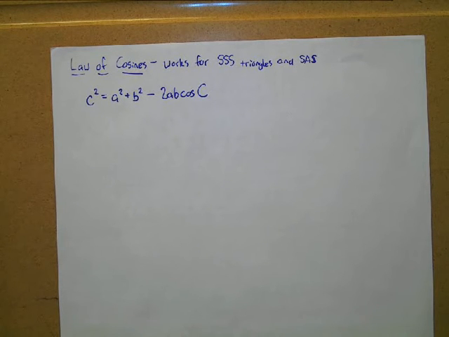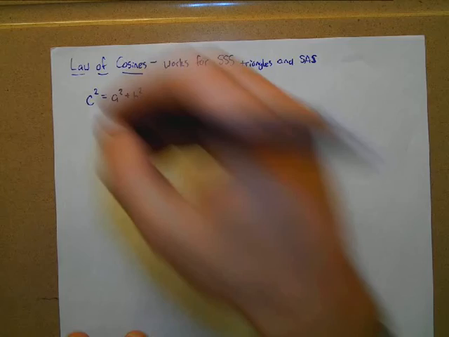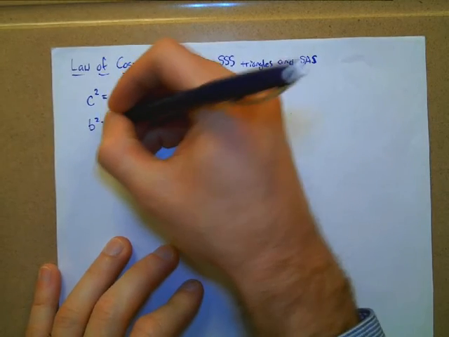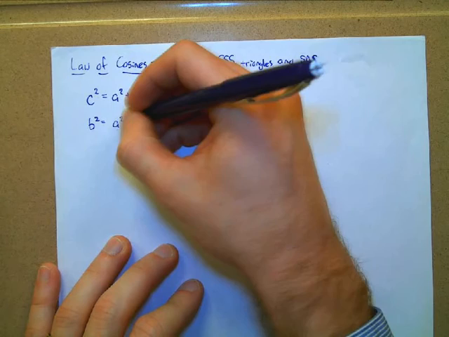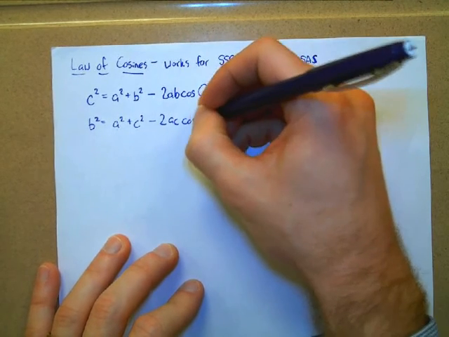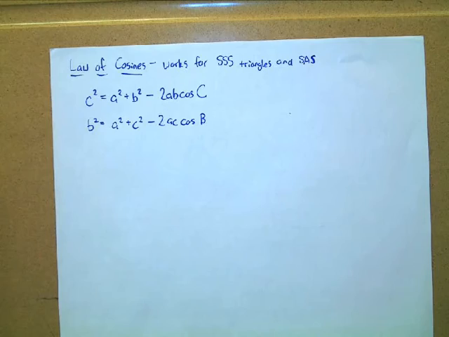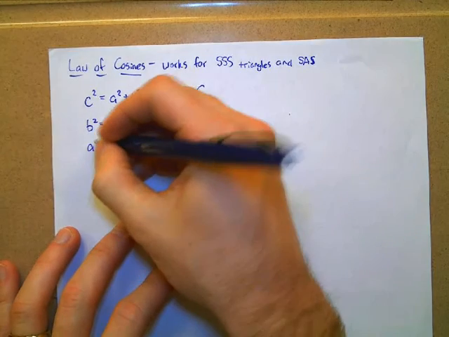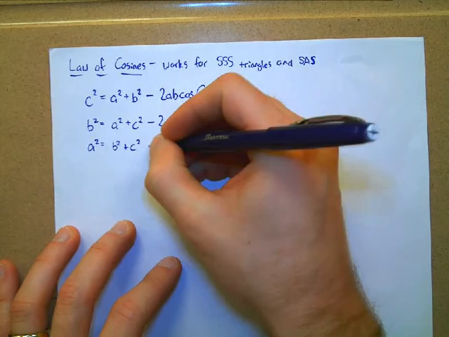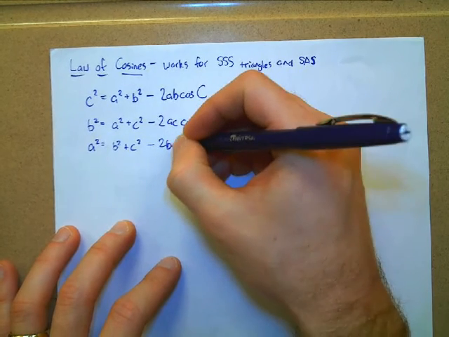Okay. And it turns out all of these relationships hold true. And of course, I'm talking about a triangle like that, where you have angle A and opposite is side A, angle B opposite side B, and angle C is opposite that is side C.